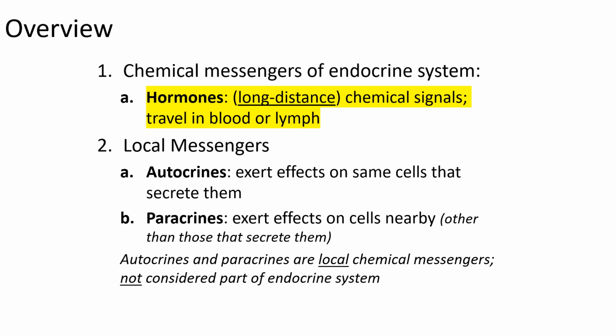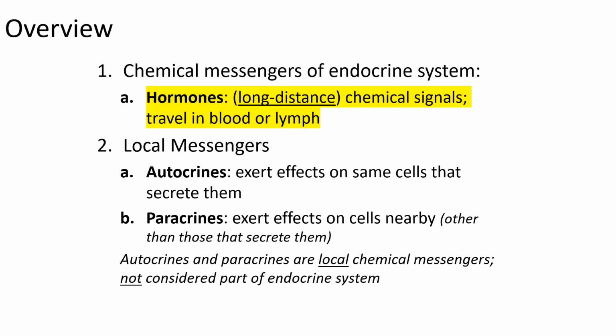We have autocrines, which are going to exert effects on the same cells that secrete them. An example of this would be the prostaglandins that are released by cells to control their own ability to contract. We also have prostaglandins that may be released in response to inflammation of their own cells, okay?